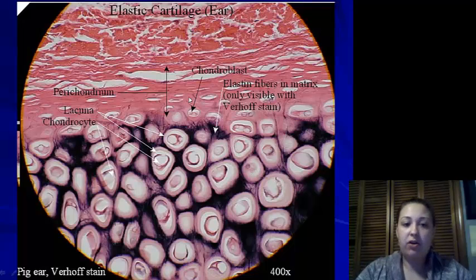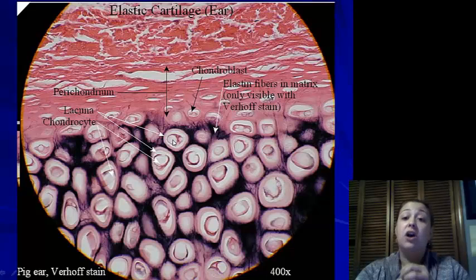Again, we have our perichondrium, which is here, our matrix, which is shown in black, and this is a lacuna, and this is a chondrocyte in the center. The blood supply would be out here in the perichondrium, and it has to work its way in to get to the chondrocyte.